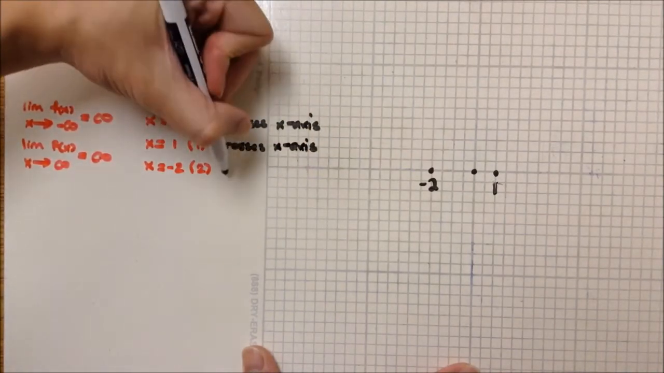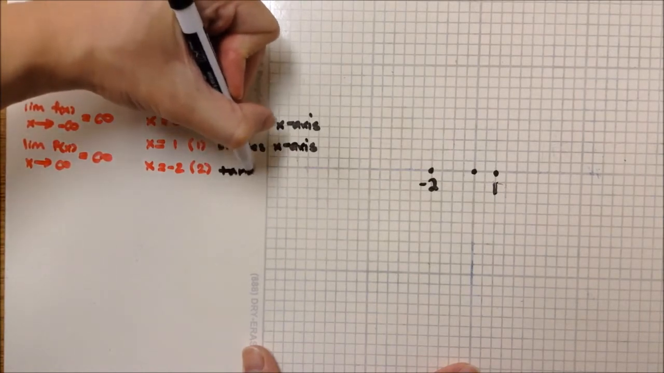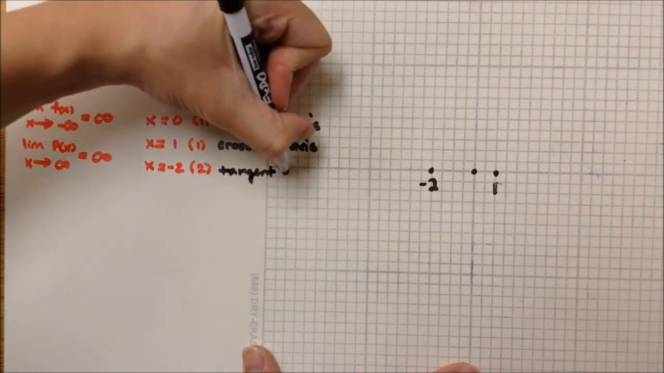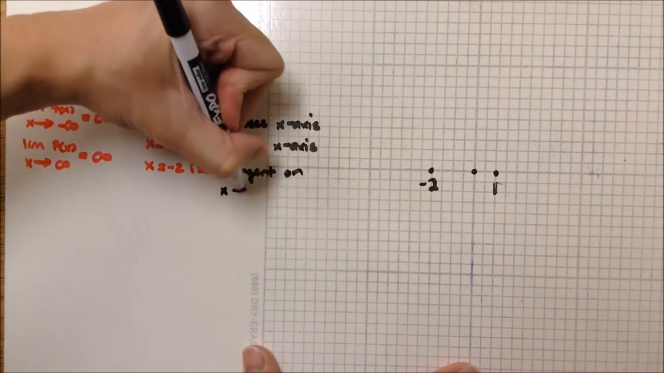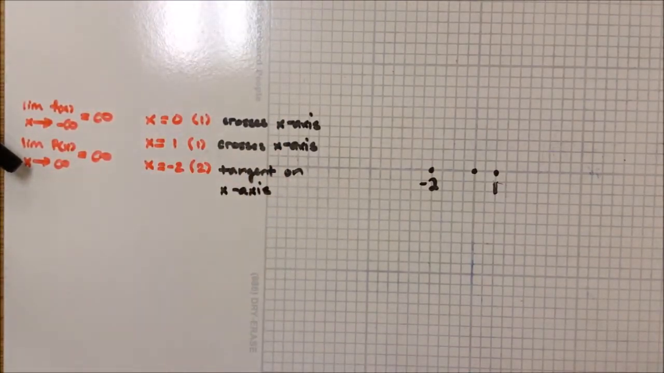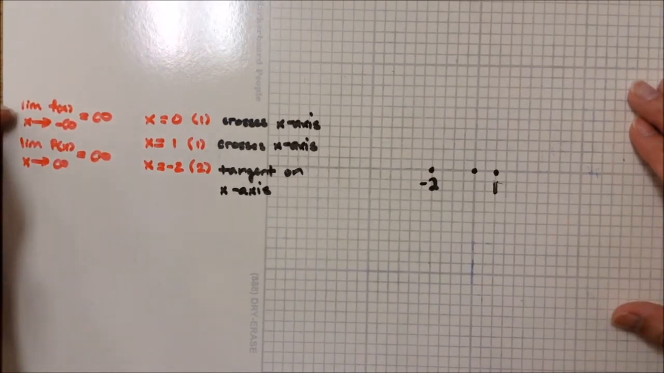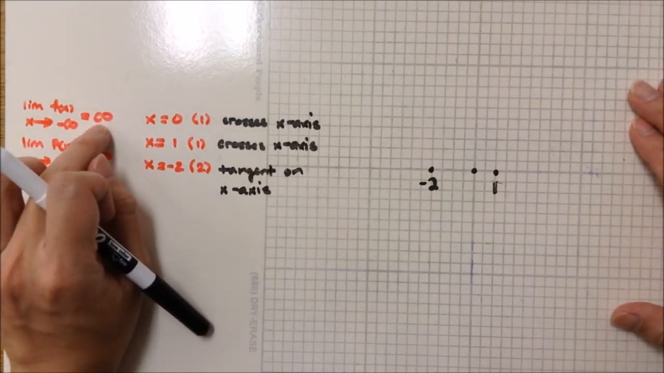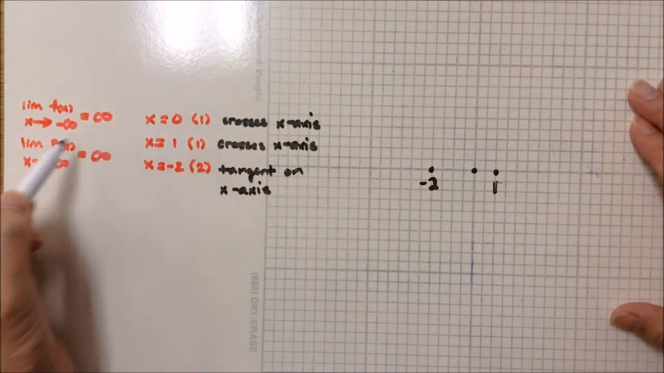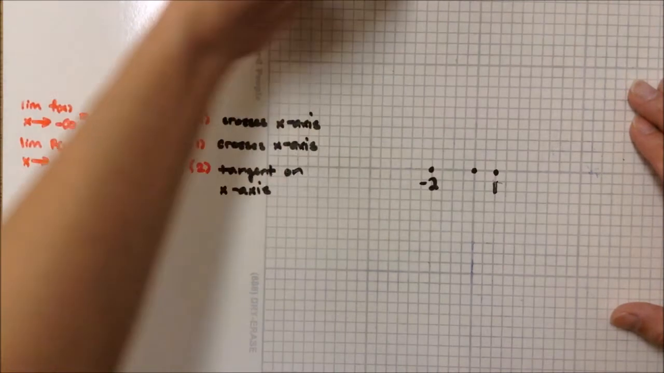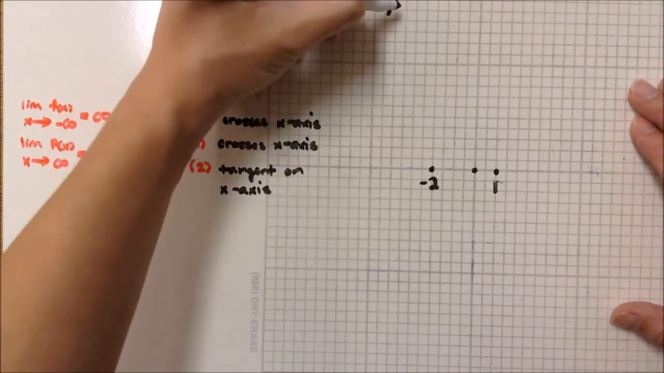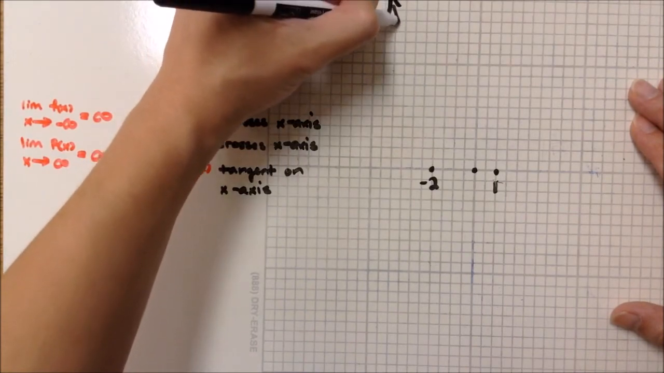Now here it's an even, so it's going to be tangent on x-axis, so tangent. So even multiplicity, tangent; odd, crosses. So what happens is, on the left side it's positive infinity, so it's going to be here, and then on the right side it's going to end here. So you can start anywhere you like. I'm just going to draw my arrow, so I can do like this.